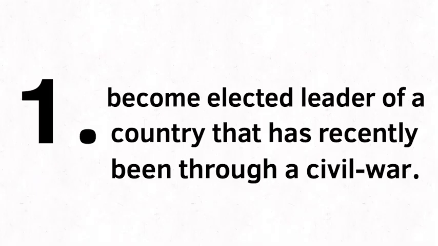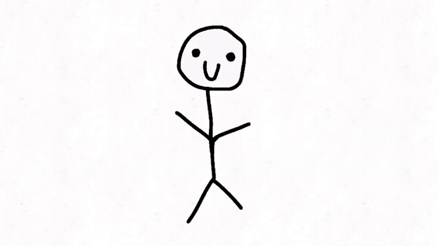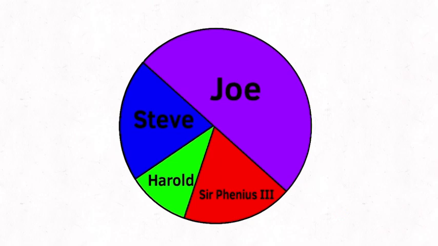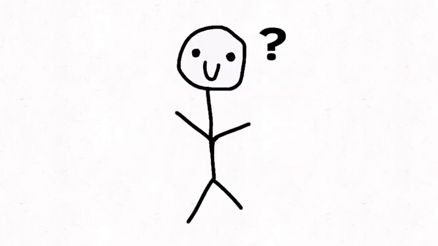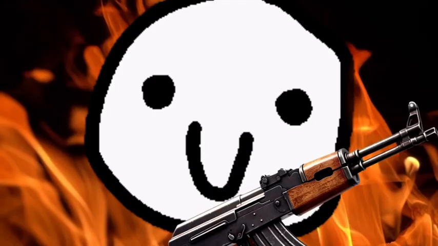Step 1. Become elected leader of a country that has recently been through a long civil war. Now it might seem a bit on the nose, but becoming the leader of a country that has recently been through a civil war is the golden ticket to creating your dictatorship. Luckily for Joe here, because he did not take a firm stance in the Civil War, he won the majority election and became president of not Ethiopia. You might be wondering, what if my country isn't experiencing a civil war? Well, that's all the reason you need to go ahead and start one on your own.